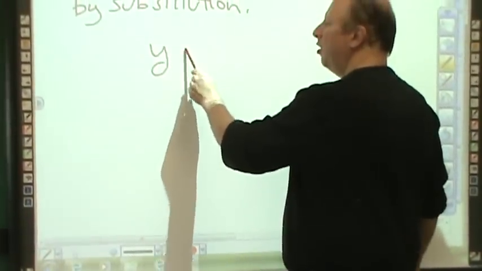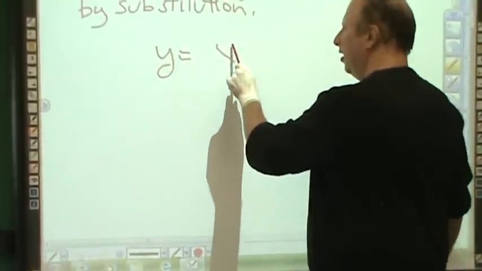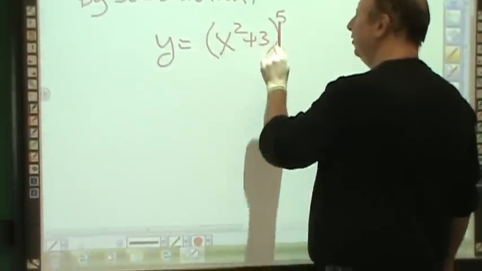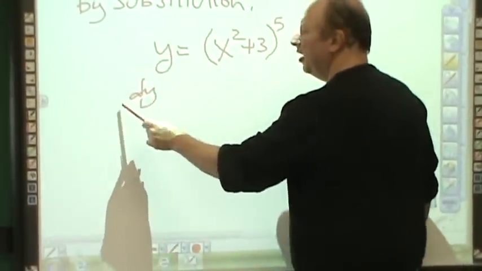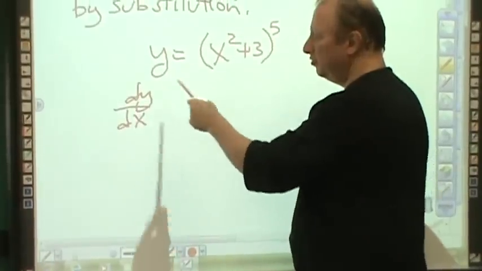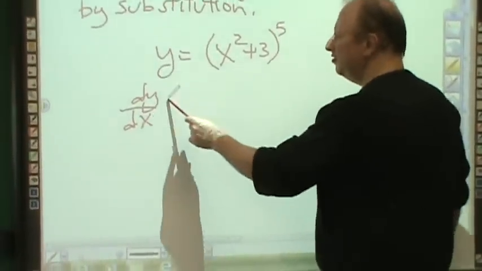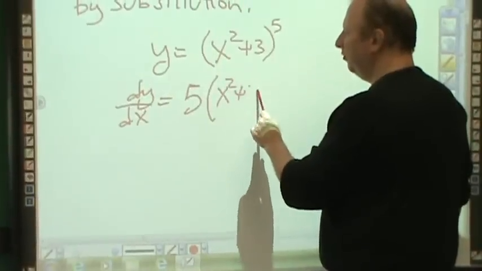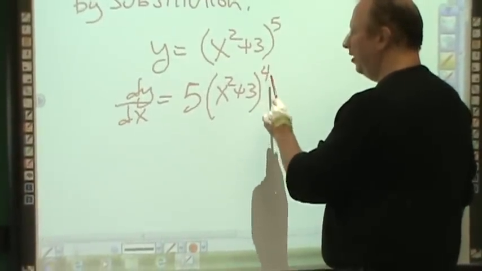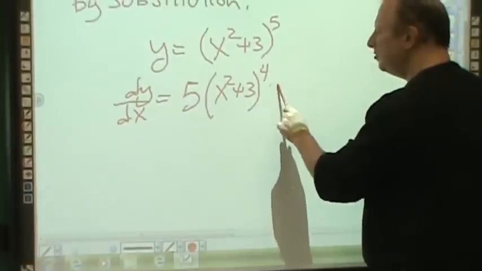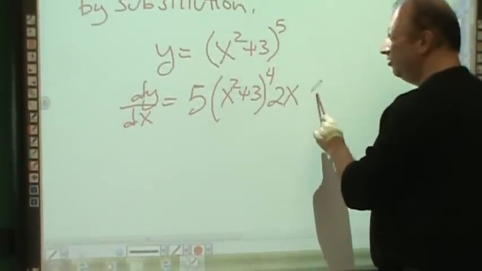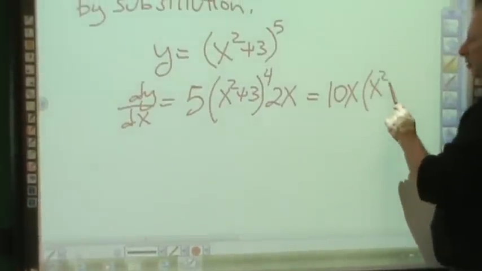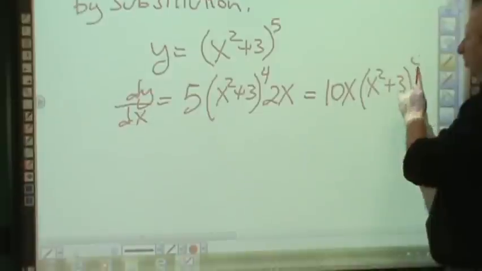If I would say y equals x squared plus 3 to the fifth power, I know dy dx, in other words, the derivative of this, is equal to 5 times x squared plus 3 to the fourth power, 5 minus 1 is 4, times 2x, which is equal to 10x times x squared plus 3 raised to the fourth power.